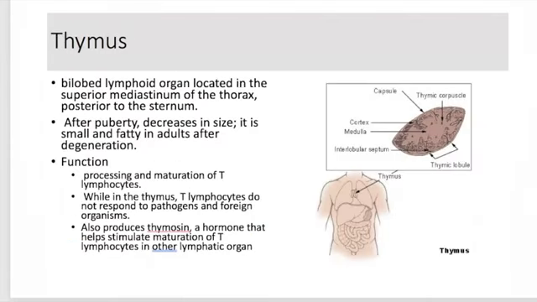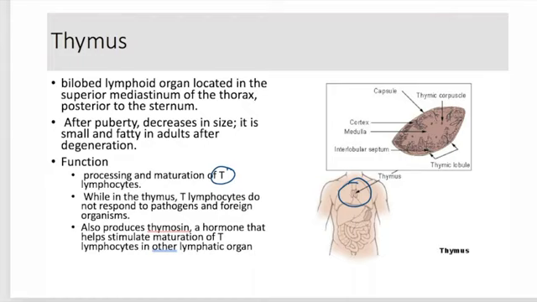Thymus is next. This is a bilobed lymphoid organ located in the superior mediastinum of the thorax. So that's the thymus right there. After puberty, it decreases in size, and it's small and fatty in adults after degeneration. This is the primary processing site and maturation of T lymphocytes. Remember, thymus, T lymphocytes. That's what they're named for. While they're in the thymus, the T lymphocytes do not respond to pathogens or foreign organisms. This is just a place where they get matured.